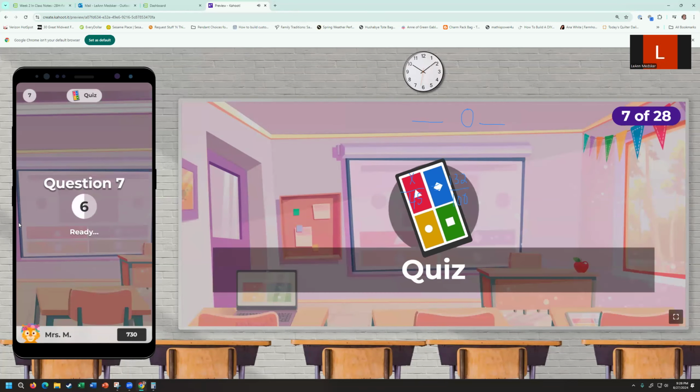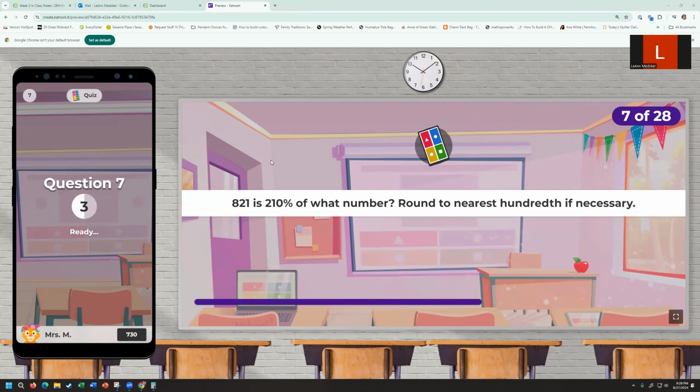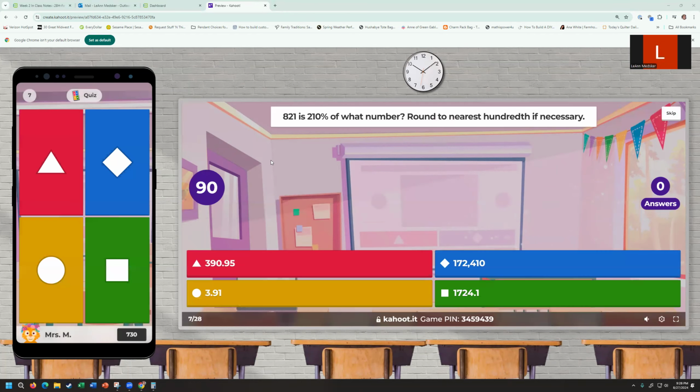For our next question, we said 821 is 210% of what number? So I have my is this time, because 821 is. I have my percent. I'm missing the of, what number? So is over of, which we don't know, is percent over 100.